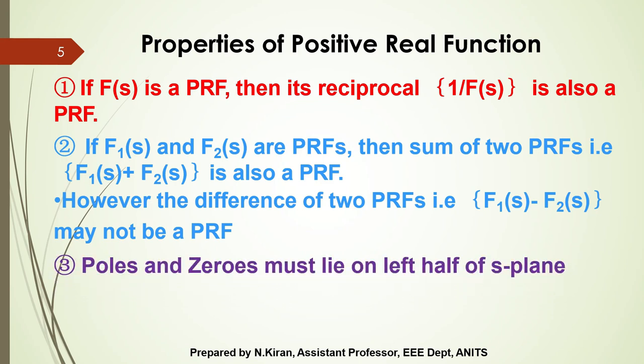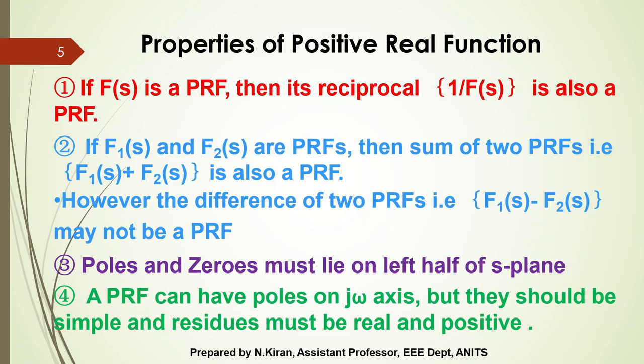Third property, the poles and zeros must lie on the left half of the S-plane. The fourth property, if you have any poles on the j omega axis, the residues must be real and positive for it to be a positive real function.